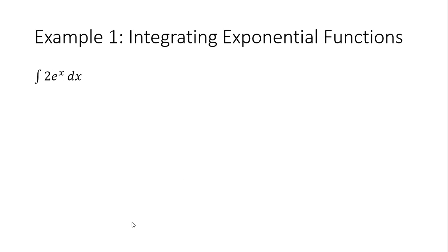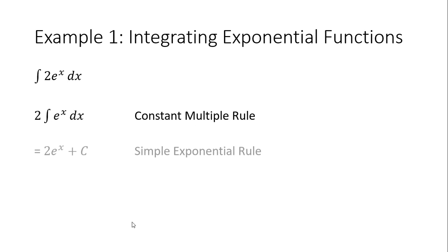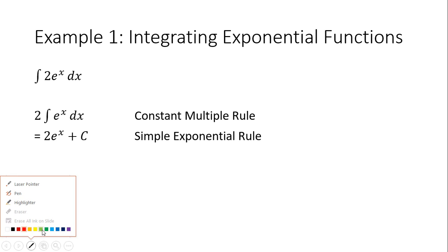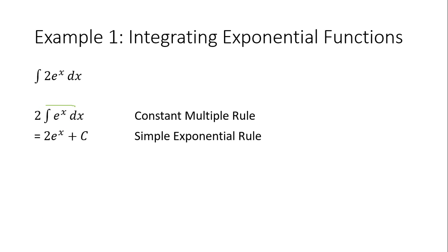So here's the first example. We have 2 e to the x dx. The first thing we're going to want to do is remove that constant. We're going to bring that constant outside the integral sign, which is the constant multiple rule. The next thing we're going to do is apply that simple exponent rule that we talked about on the last slide. We have this e to the x dx statement here, so we know what that is by definition. And then we just have to remember to multiply by 2 in the end.